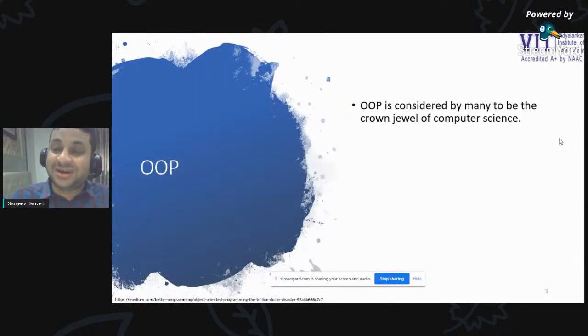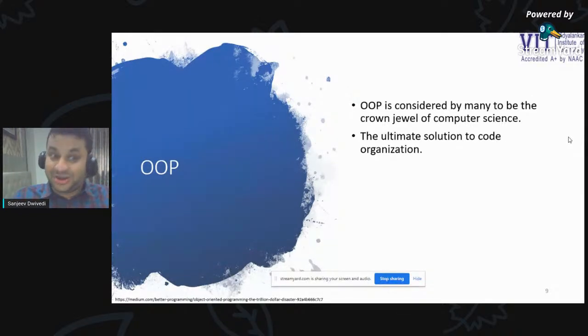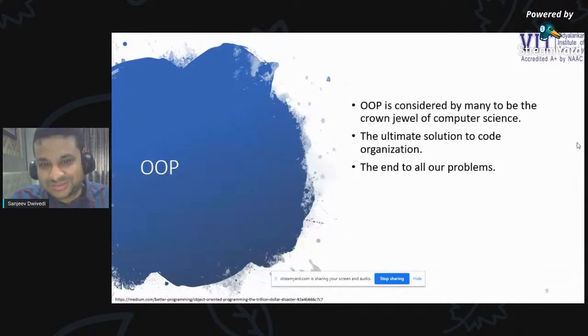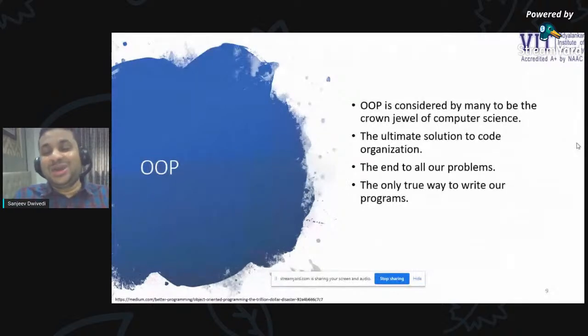OOP is considered by many to be a crown jewel of computer science. Yes, I agree to this. It's an ultimate solution to code organization. Yes, people across the globe do agree. It is the ultimate solution to end all our problems and the only true way to write programs.